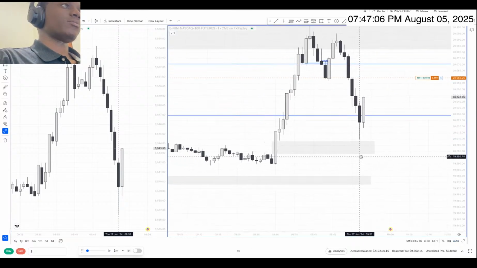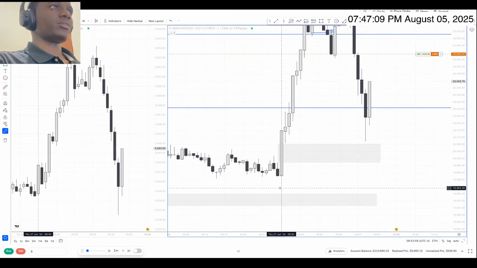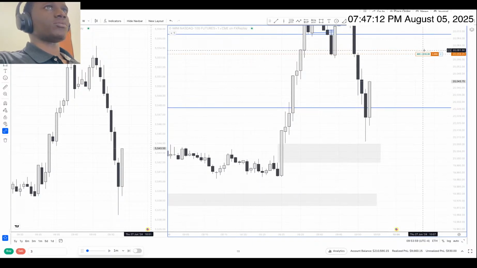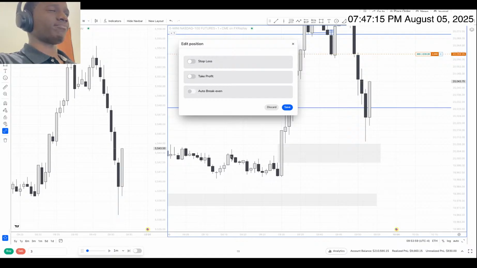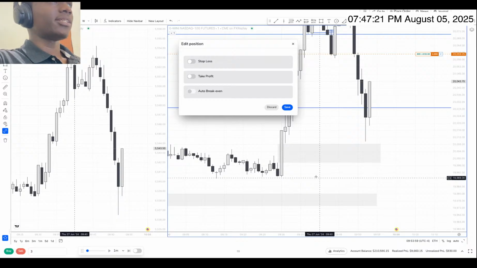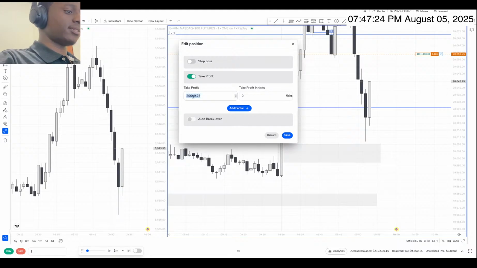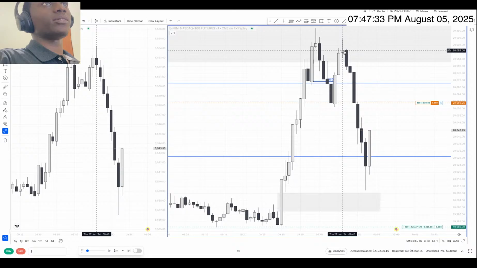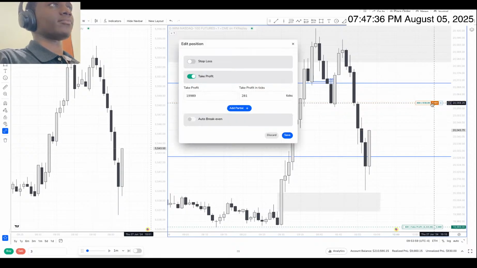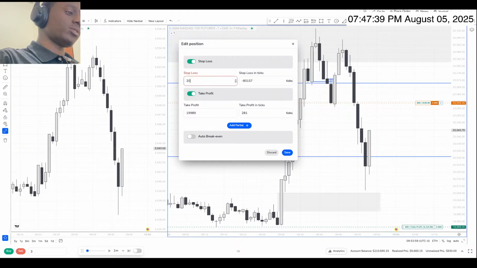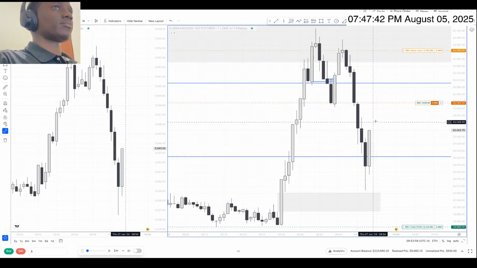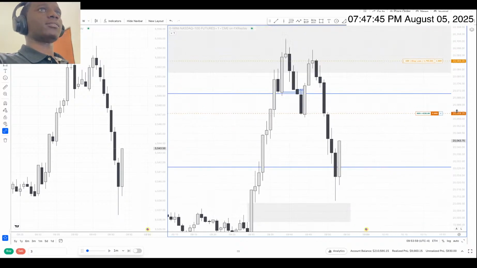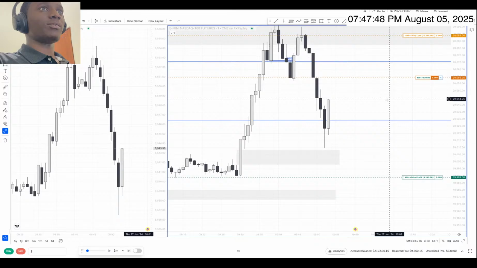That's the target, and here I'd actually like to also see at least these equal lows get taken out, these lows that are at 19,989. Now for the stop loss, it's 20,089. Yeah, we're risking 1,700 for 4K. Let's see.